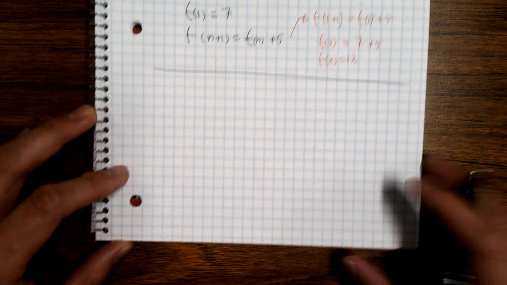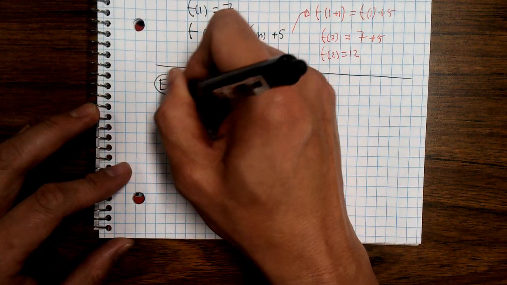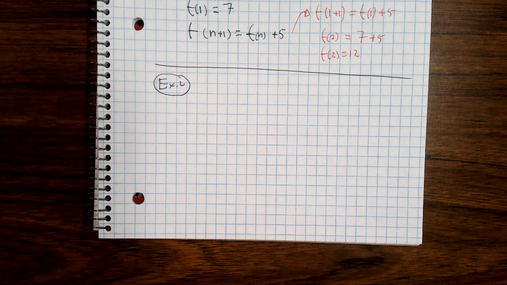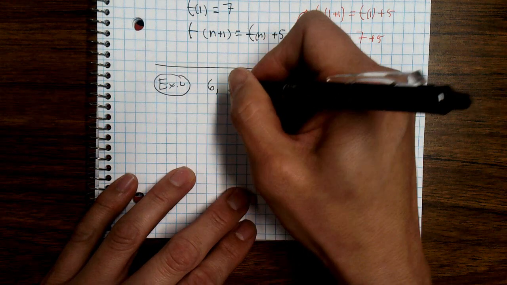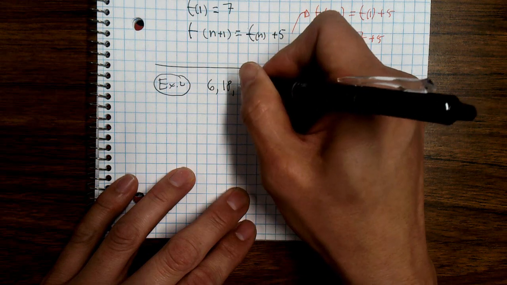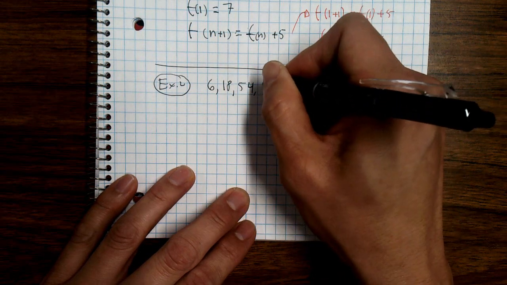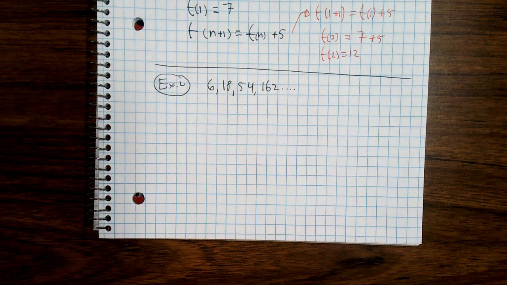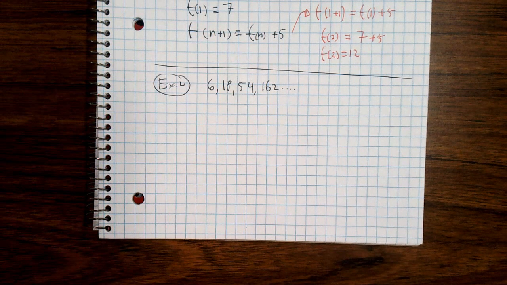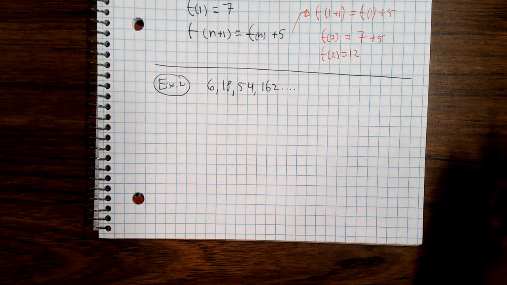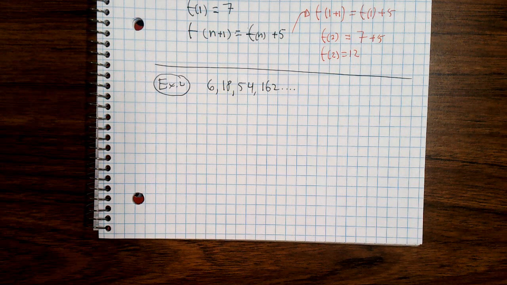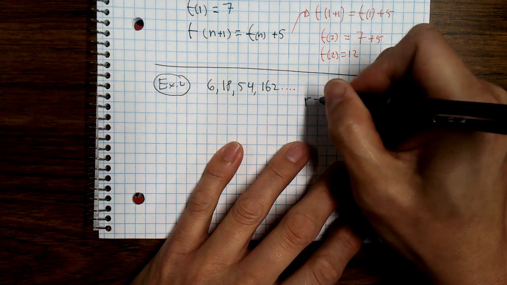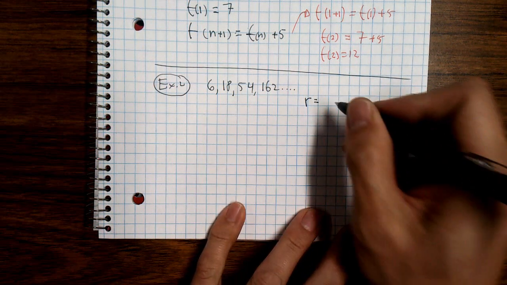Example 2. We start with 6, 18, 54, 162, and so on. This one looks like it's not an arithmetic sequence. It's going to be a geometric sequence. Yes or no, guys? Yes. They call it the multiplier, or the common ratio, same thing, and they use the letter R. So it's multiplied by what? 3. Yes or no?